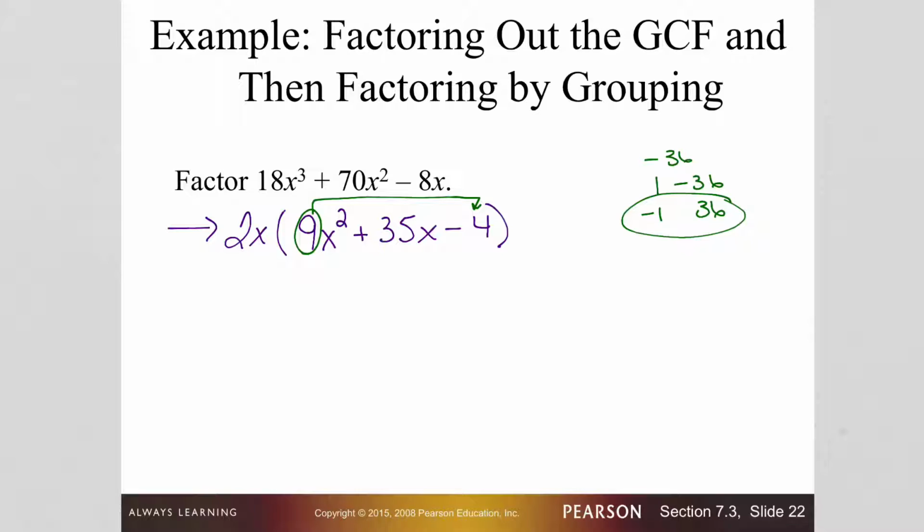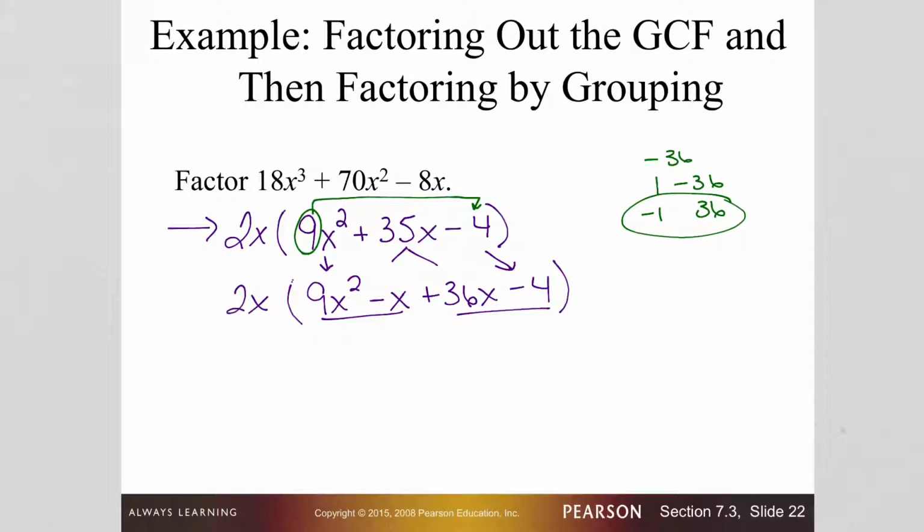So again, this 2x sits out front, it just hangs out. 9x squared, I'm just rewriting. 35x will turn into minus x plus 36x. And that negative 4 I got from right here. So now I'm going to factor what's inside the parenthesis by grouping. Again, this is just coming along for the ride. What can I factor out of 9x squared and x?